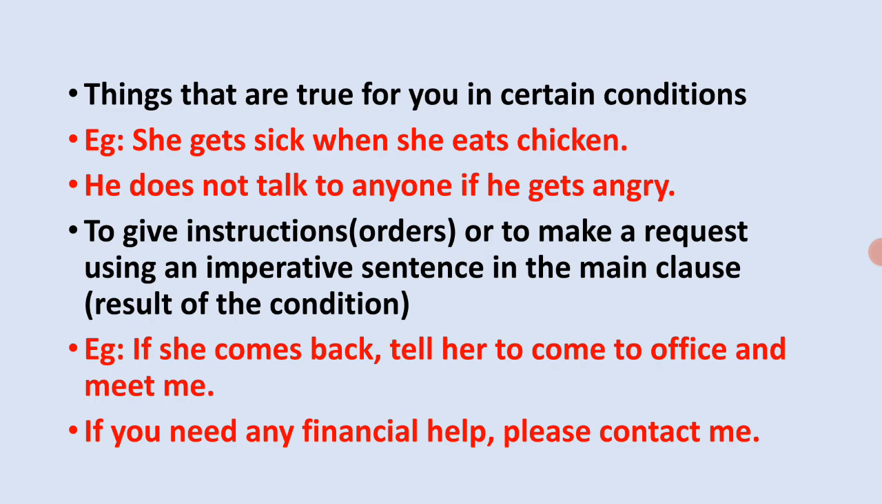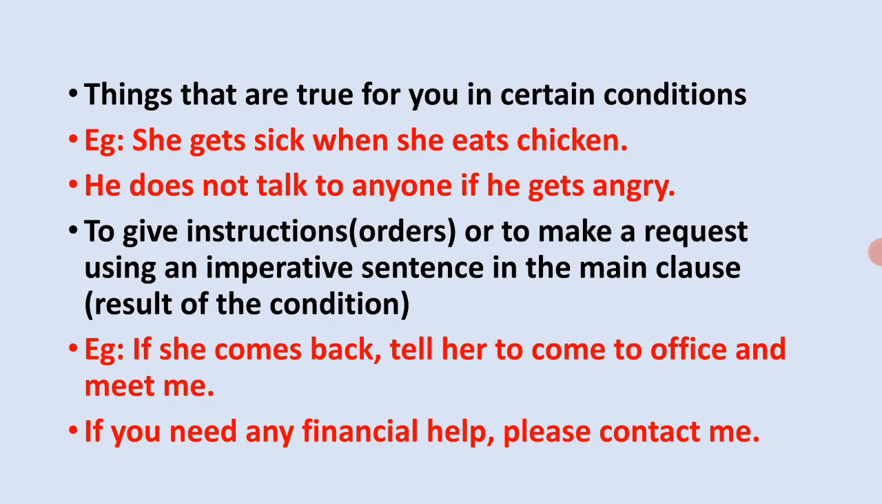And the next situation: we have told that things that are true for you in certain conditions, that means a universal fact is not needed. But the things that are true for you in such situations, also we can use type 0 conditional sentences. For example, she gets sick when she eats chicken. That is true for that person. So here also we can see she gets sick, that is simple present tense, when she eats chicken. Here also we can see simple present tense. Next one, he does not talk to anyone if he gets angry. That is true for that particular person.